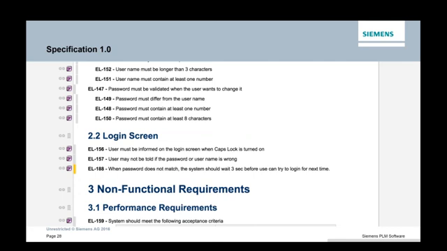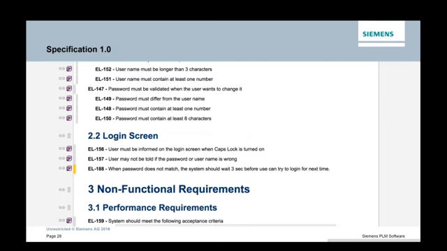So imagine that you have the specification for the initial version of your software or product, where we have some of the requirements about the passwords, like that the password must be validated when the user wants to change it. It must contain at least one number. It must contain at least 8 characters. And there are also some requirements for the login screen that, for example, when the password doesn't match, the system should wait 3 seconds before the user can try to log in the next time.